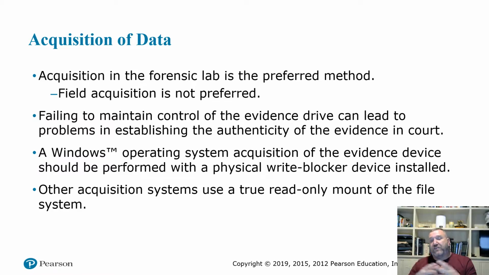There are other acquisition systems, such as a read-only mount of the file system. What I'll do is take a CD, thumb drive, or some type of medium, plug it into the computer, and boot the computer to that medium. That's not going to spin up the evidence drive. It's going to run from that bootable media that I put in there, and then I can access the evidence drive to image it from that bootable media. That creates not a physical block, but a software block, a read-only environment that prevents that drive from being written to and protects that drive.